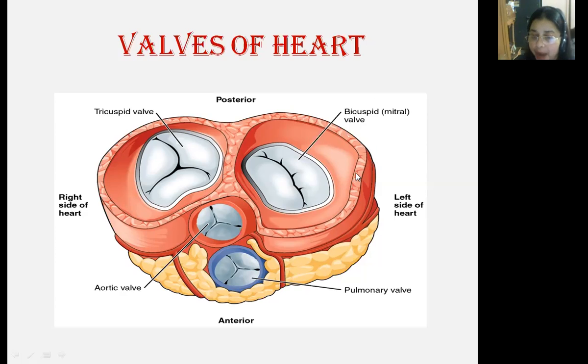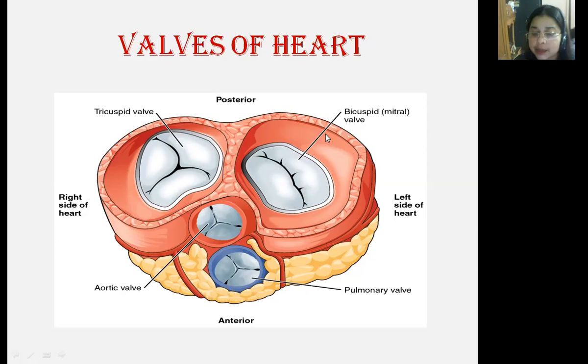Number one is the bicuspid or mitral valve, which is present at the junction of the left atrium and left ventricle and is responsible for propelling oxygenated blood from the left atrium to the left ventricle. It makes the blood flow unidirectional and prevents the backflow of oxygenated blood from the left ventricle to the left atrium.